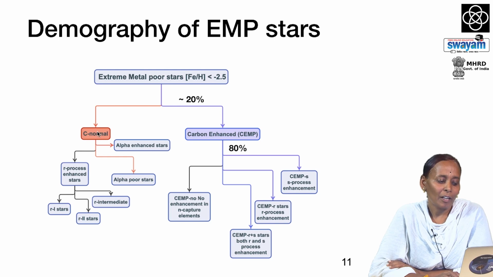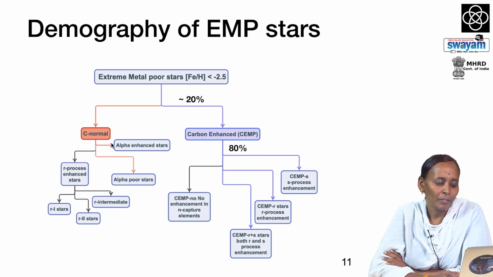And on the carbon normal branch, there are different types. We have alpha enhanced stars. These are very similar to solar scaled stars, which predominantly have contributions from supernovae which have polluted our halo stars. There are also alpha poor stars which would have likely come from accretion of satellite galaxies. And you will see in the later part of the talk that stars in low mass galaxies like dwarf galaxies are alpha poor due to low star formation rates.